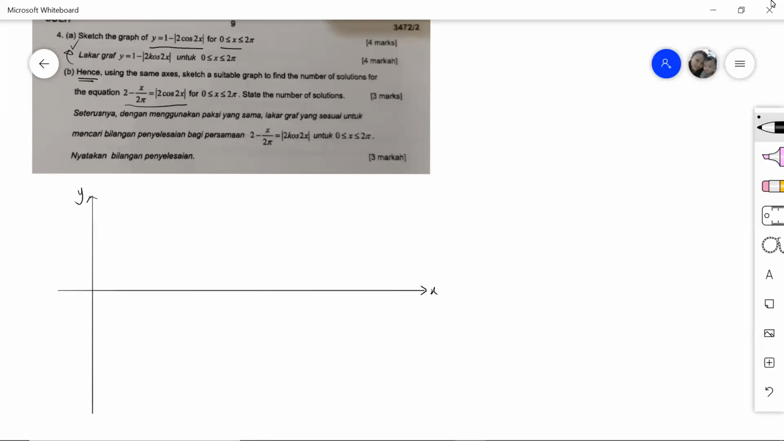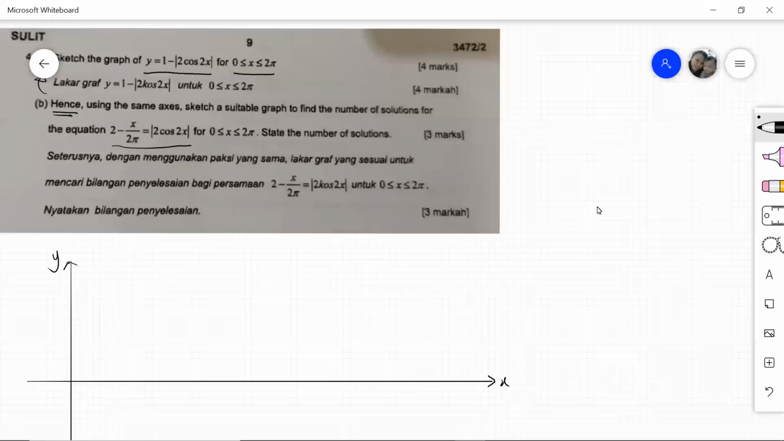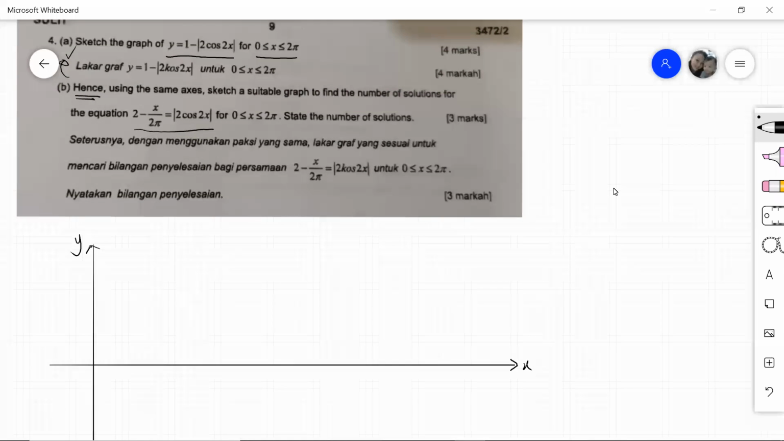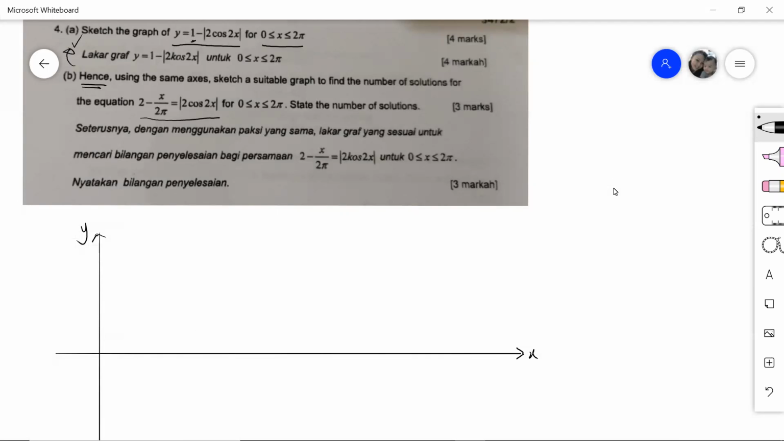We have to sketch from 0 to 2 pi. Now, let's analyze the equation given over here. Let me just enlarge it. We have two terms, one here and one with the variable x. So x is the one that we need to sketch. It's our manipulated variable, and the y will show the amplitude of the trigo function.